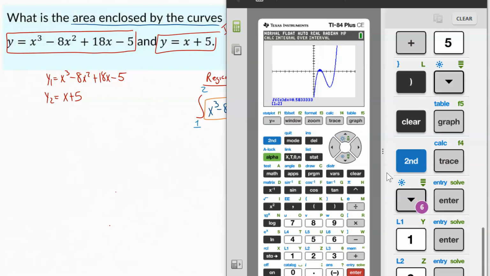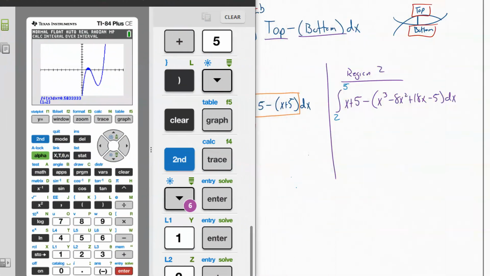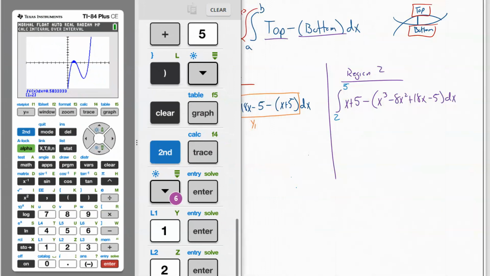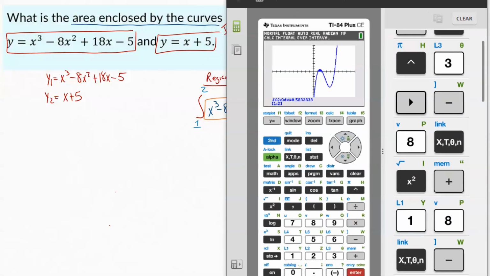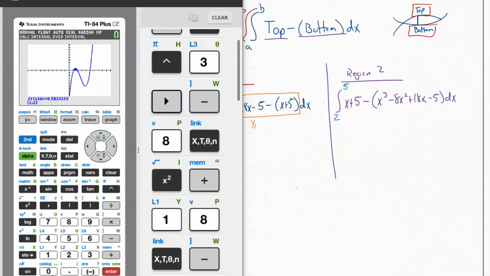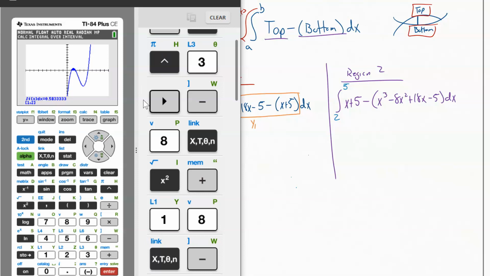It colors in our graph for us here, and it tells us there's our region, and it gives us our answer, 0.58333333 out on the bottom. For some people's classes, that might be acceptable. You could just use that rounded value. Sometimes on these, though, they want these things to be fractions. And the cool thing about your calculator is it could turn that into a fraction for you.